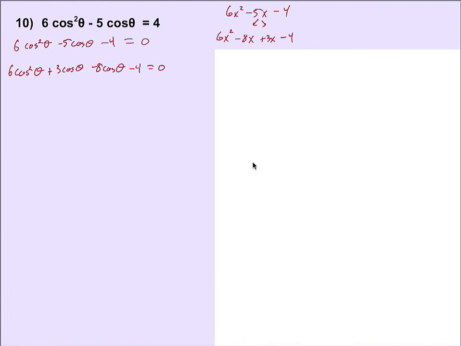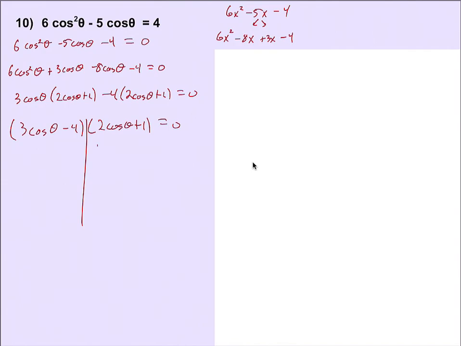And then we factor this by grouping. So I will pull out 3 cosine theta, which leaves me with 2 cosine theta plus 1. And I'll pull out a negative 4, which leaves me with, hey, 2 cosine theta plus 1, just like we needed. So we can factor these out. 3 cosine theta minus 4 times 2 cosine theta plus 1 equals 0. The whole point of doing this was to get factors so we can use the zero product property, split and solve.